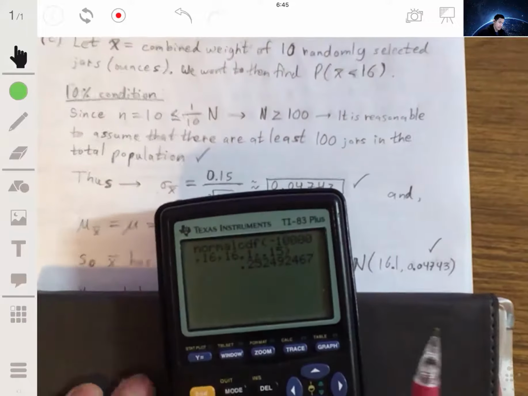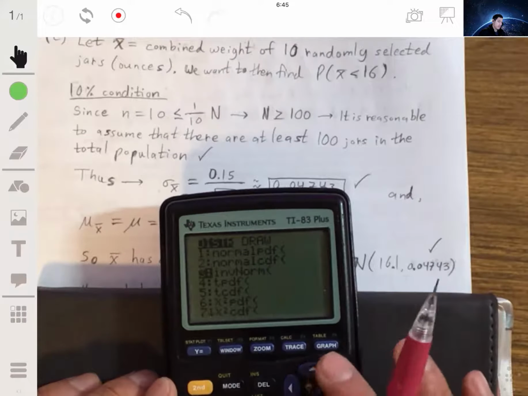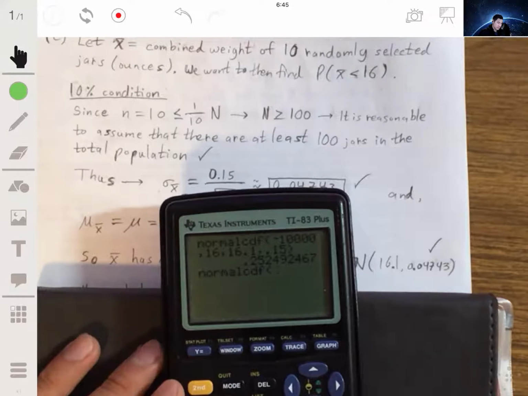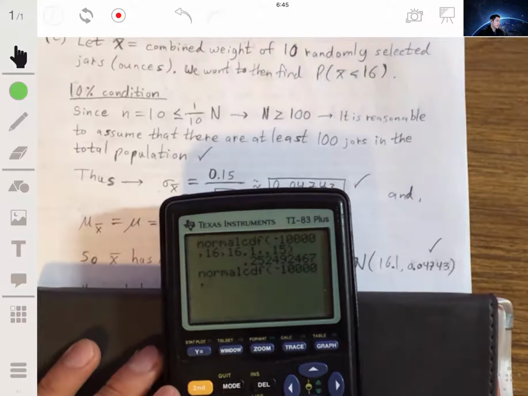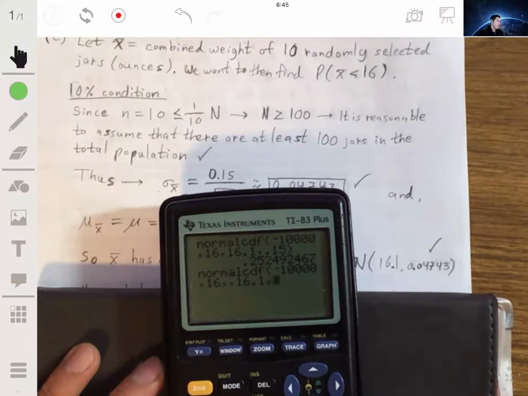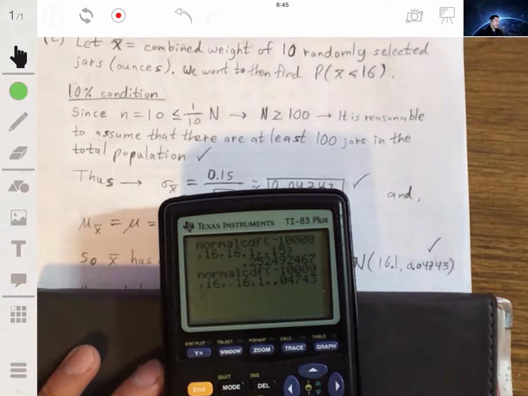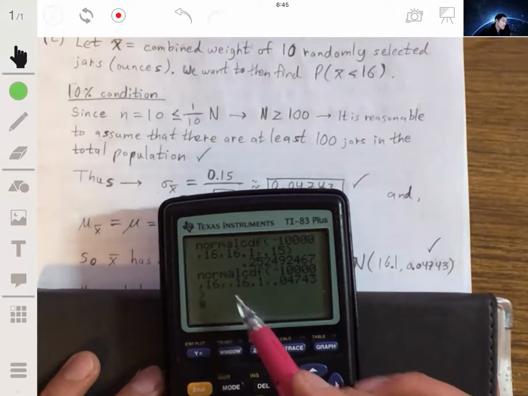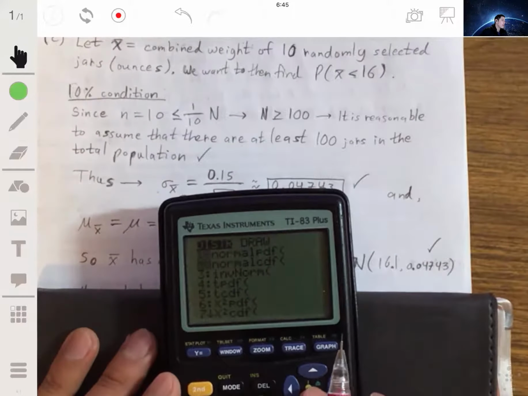So let's go ahead and do that. So go to normal CDF. So pretty similar to the previous part. Upper bound 16. Whoops, mean of 16.1. And our standard deviation of 0.04743. And whoa, I messed up. That's not good. What did I do? Normal CDF over. Oh, I took 2 commas.